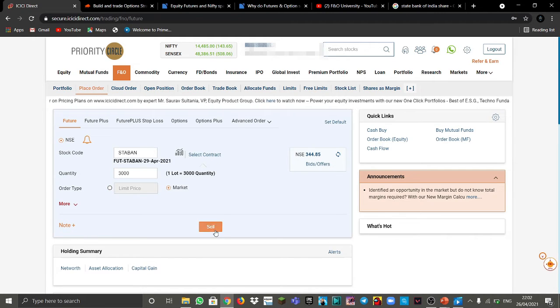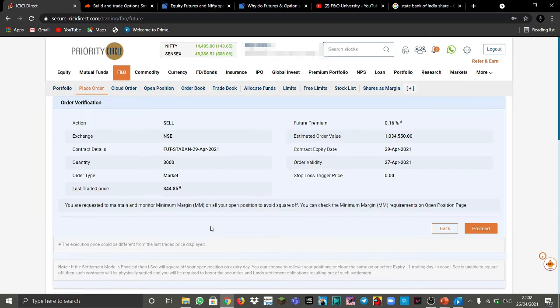Then it will give me the total detail of the contract, estimated order value, expiry date, the validity of the order, stop loss trigger. I haven't put any stop loss here. Quantity 3,000 shares, which is one lot. Order type is market, and last traded price is 344.85.